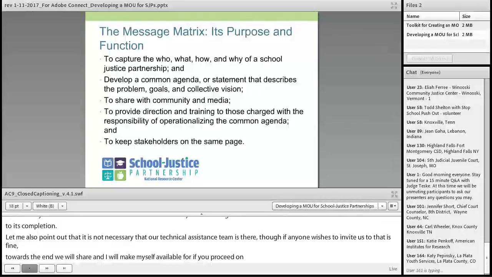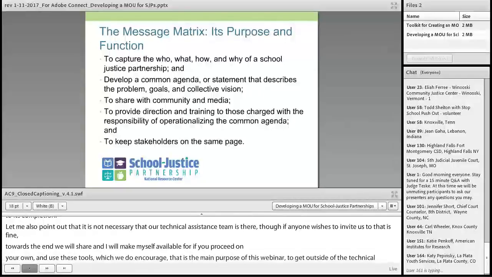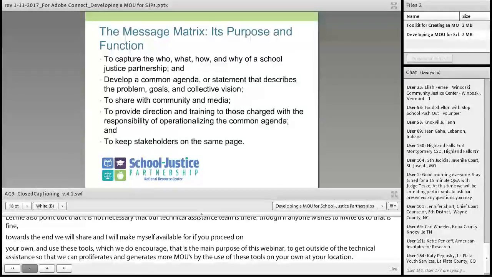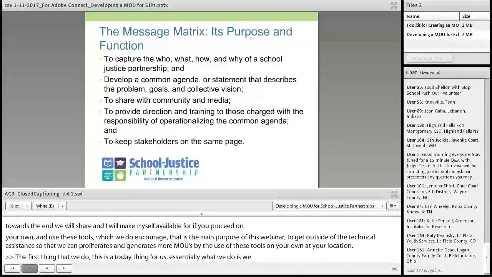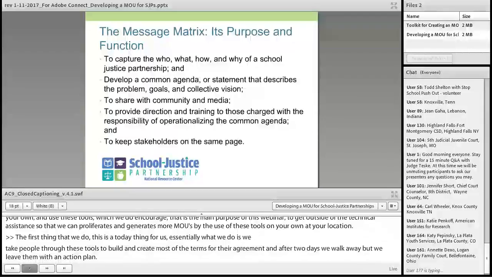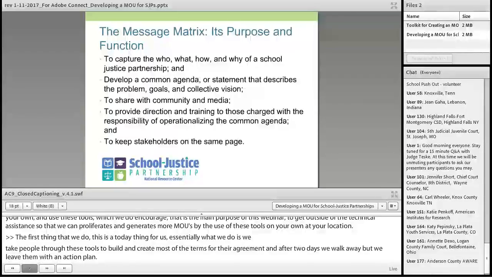Now, the first thing that we do, so this is a 2-day thing for us, okay? Essentially what we do is we take people through these tools to build and create most of the terms for their agreement. After 2 days, we walk away, but we leave them with an action plan. They fill out that action plan with the responsibilities, who will be responsible for these items, and then the goals, and then they will finish it toward signing their agreement.